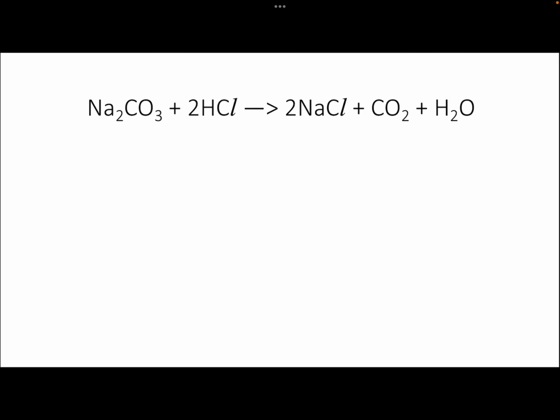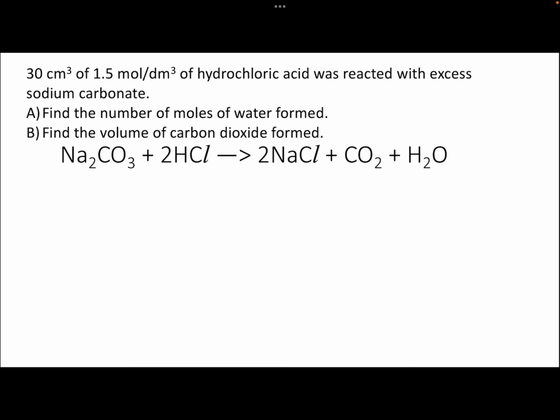So let's look at the first example. Let's say 30 cm cube of 1.5 mole per dm cube hydrochloric acid was reacted with excess sodium carbonate. The equation is the same equation as the previous ones. It's just that the context of the question has changed. So this is 1.5 mole per dm cube. Am I using 1000 cm cube? I'm not. I'm only using 30 cm cube. Again, same thing like in the previous question. What are the substances in question? Hydrochloric acid and water. So again, we always start with the ratio in the center.